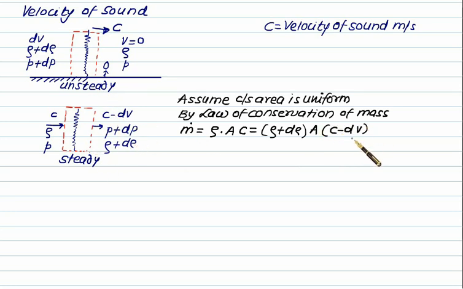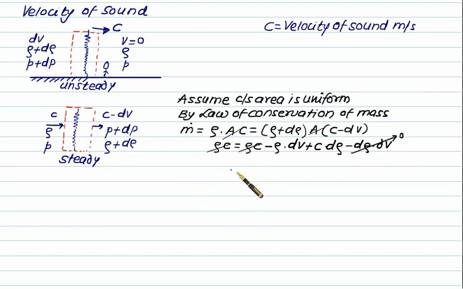Now if we expand this, the area will get cancelled, so we have a product of density multiplied by velocity of sound. Let's expand this one. We have rho multiplied by c, then rho multiplied by dv with a negative sign, then c multiplied by d rho, and finally one more term, a product of change in density and change in velocity. This is the product of two small quantities, a very small value, and can be neglected. Here rho c and rho c also cancel out.